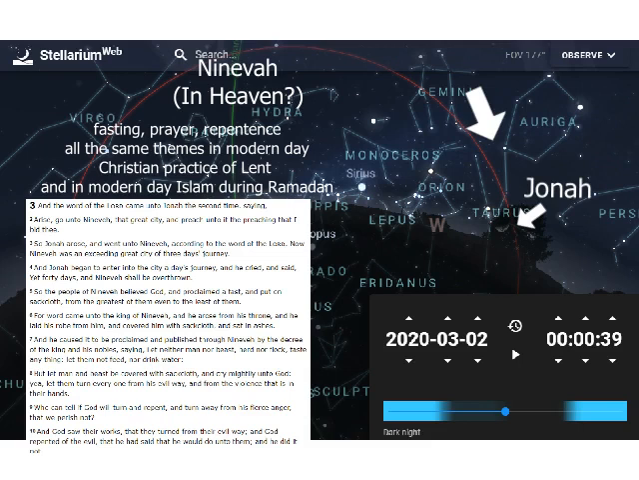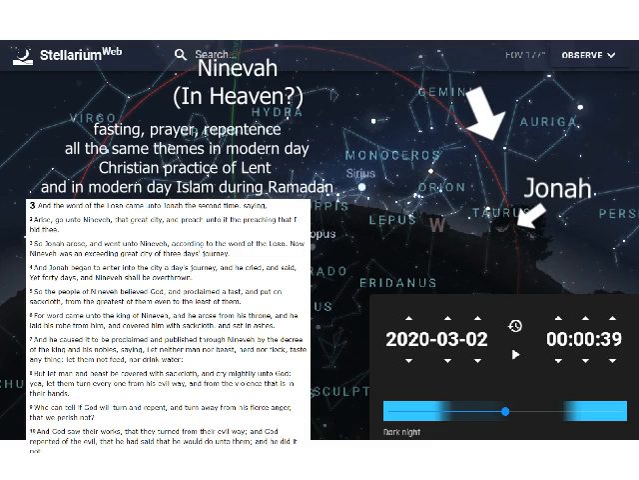Let's go on. Verse 7. And he caused it to be proclaimed and published through Nineveh by the decree of the king and his nobles, saying, Let neither man nor beast, herd nor flock taste anything. Let them not feed nor drink water. So again, fasting, sacrificing, same imagery.